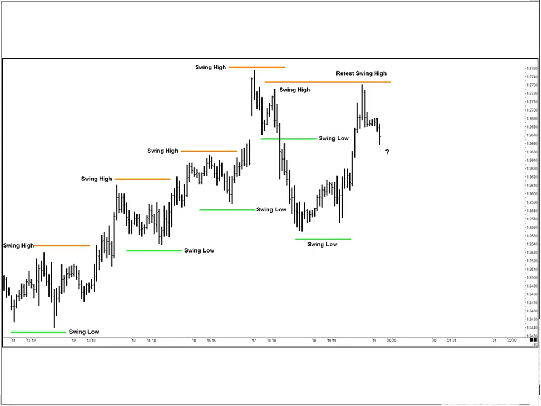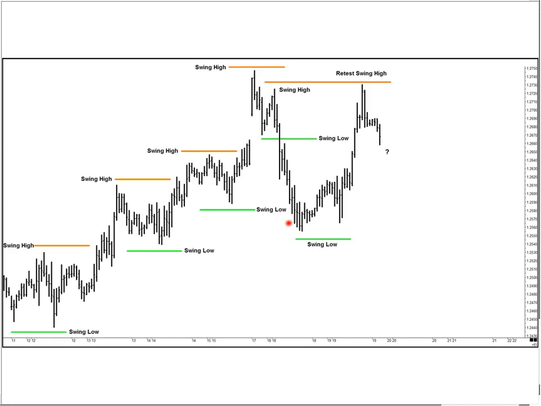So here's what I saw. We stair-stepped higher, and we gapped a bit higher. We made a significant high. We pulled back, couldn't fill the gap. Tried to make a new high, could not. That was a swing failure. Caused a significant sell-off.